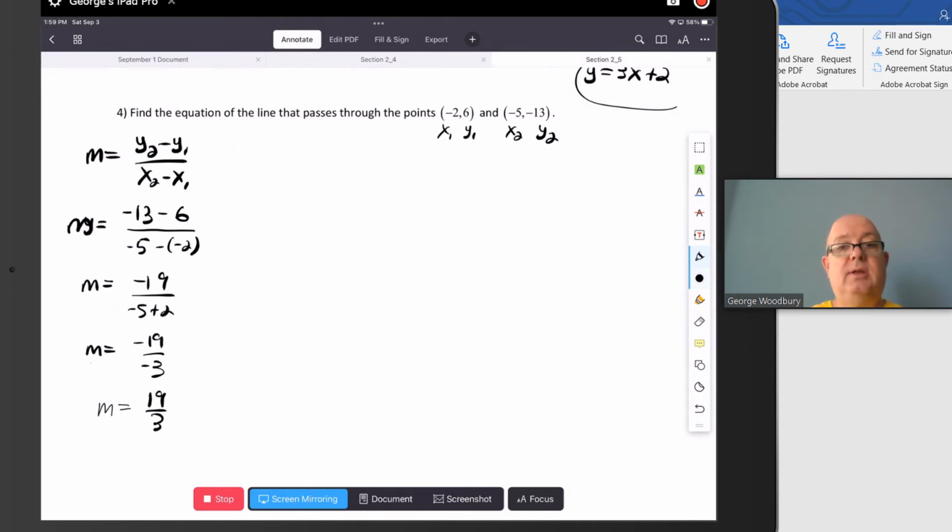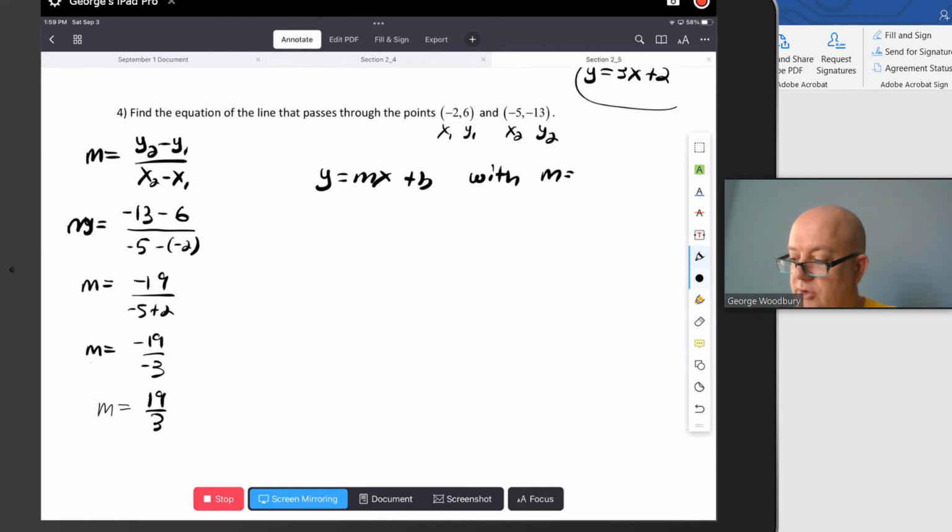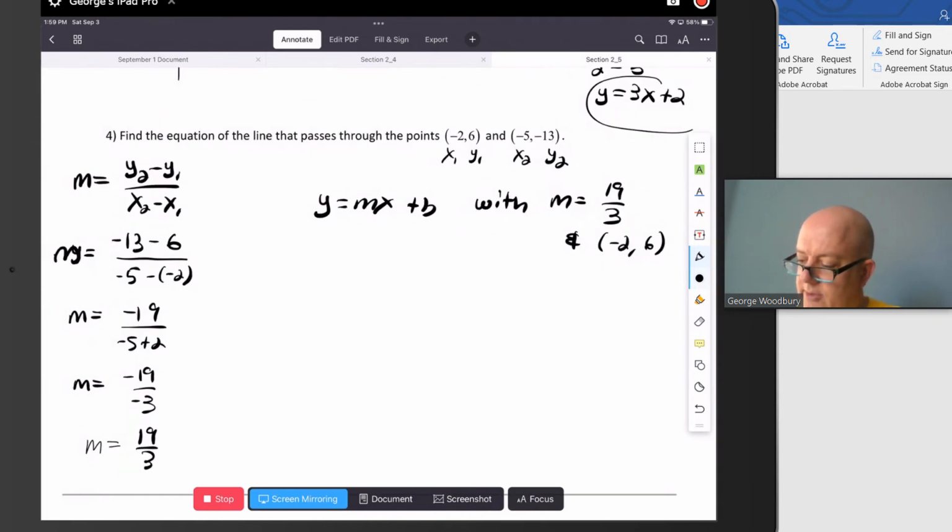Next step is I'm going to use slope-intercept form, and I guess I'm going to use the first point. There's only one negative number there. That's a little better. The numbers are a little smaller as well. So I'm going to use y equals mx plus b with the slope we just found and the point -2, 6.